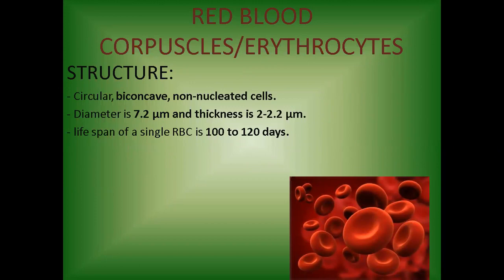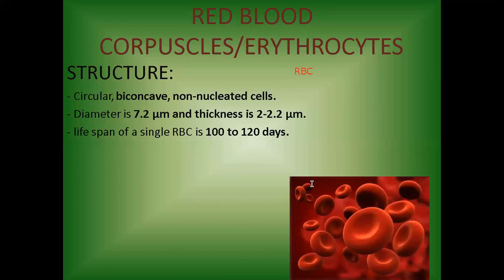Then structurally, blood cells are three types. One is red blood cell. Erythrocytes means red blood cells, okay? This is RBC, red blood cell. And its structure is circular. In the picture you can see here, circular structure is there.